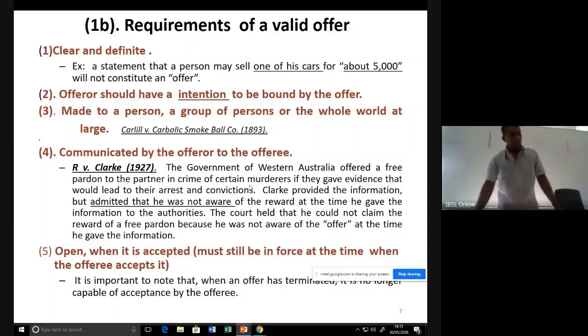So what you have to remember is, if the time limit is mentioned in the offer, then the offer comes to an end at the expiry of the date. If the expiry date is not mentioned, then the offer comes to an end at the end of a reasonable time period. So that's the principle. If you have any questions you can ask, then we'll go to the next one.